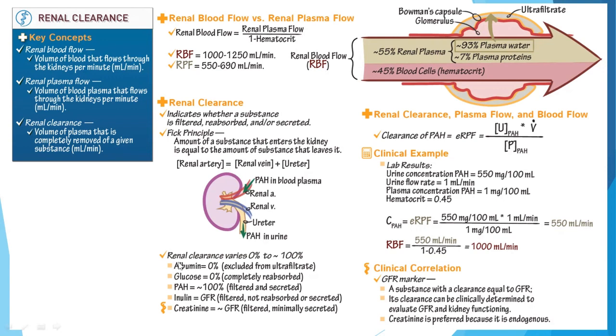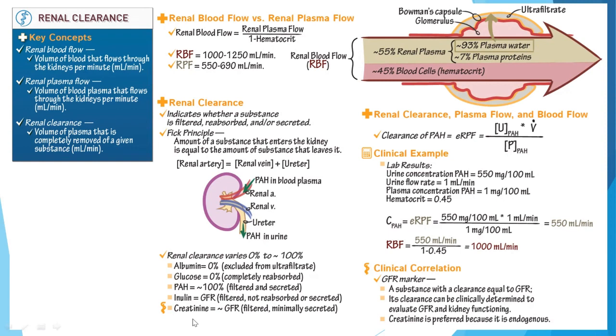So albumin has 0% of renal clearance. Glucose is completely reabsorbed until and unless it crosses the glucose threshold. The para-aminohippuric acid is 100% cleared from the kidney, and inulin is used to measure the GFR because it is filtered, it is not reabsorbed, and it is not secreted. But PAH is filtered and secreted.